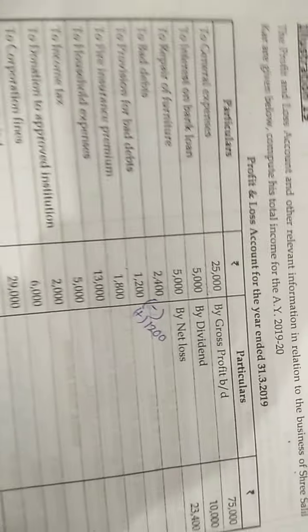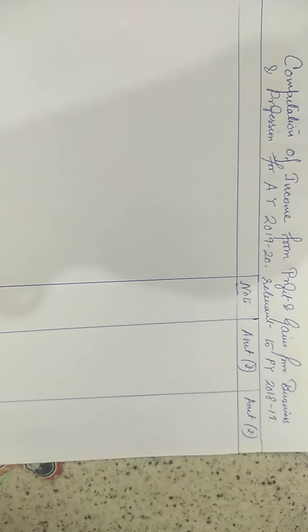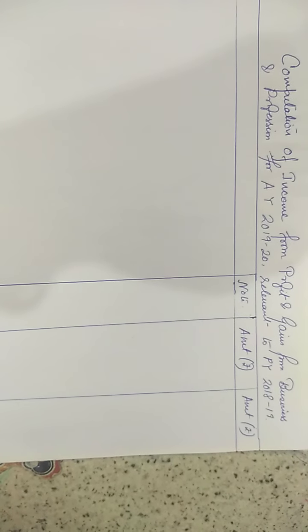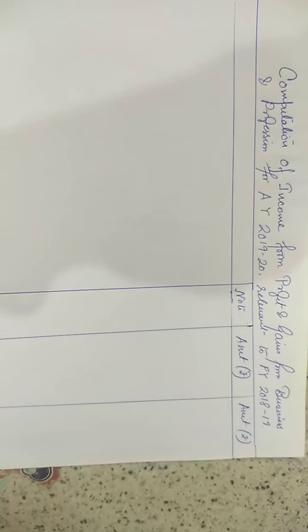Okay. So let us start with the sum. This is how the format looks like. Computation of income from profit and gains from business and profession, for the assessment year 2019-20, relevant to previous year 2018-19. Okay. Please copy this format.